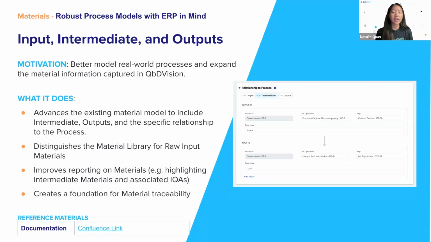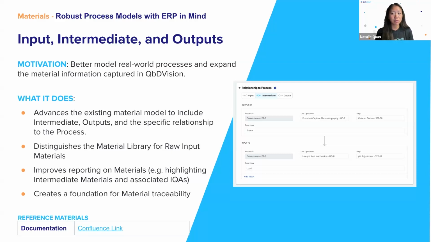And then by organizing it this way, by having a labeling system for input, intermediate, and outputs, it's just going to help clarify our reporting and help you create more custom tables and reports that you need. So it advances our existing material model.